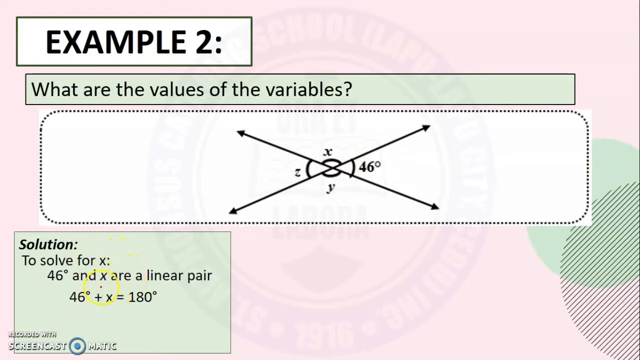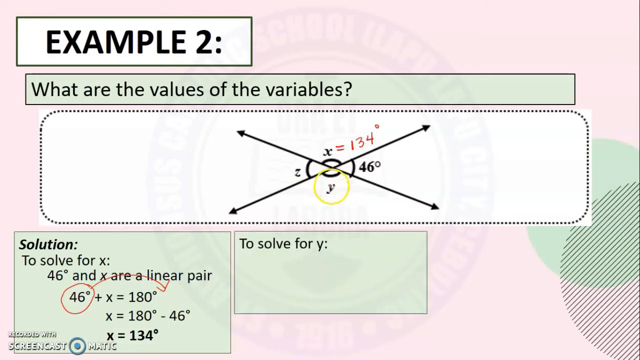Now, let's solve for x. 46 degrees will be transposed to the right. It will now become negative 46. Let's simplify. 180 minus 46 is 134. That means the measure of angle x is 134 degrees.